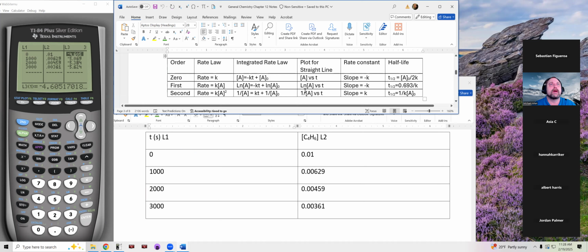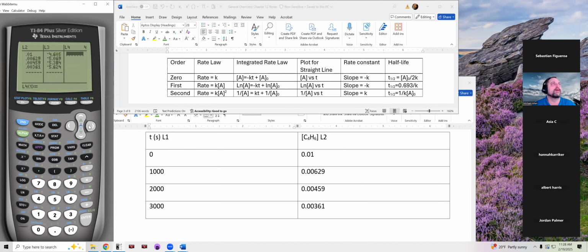And then it says I need 1 over, so I'm going to do that here. I went over, and then I'm going up and hit M4. And so there's L4, and I'm just going to do 1 divided by second L2. And that should populate that for me.